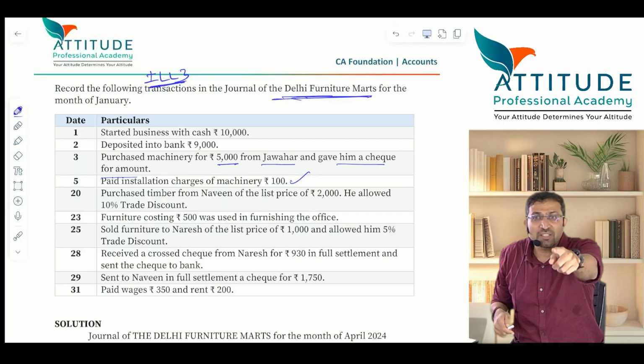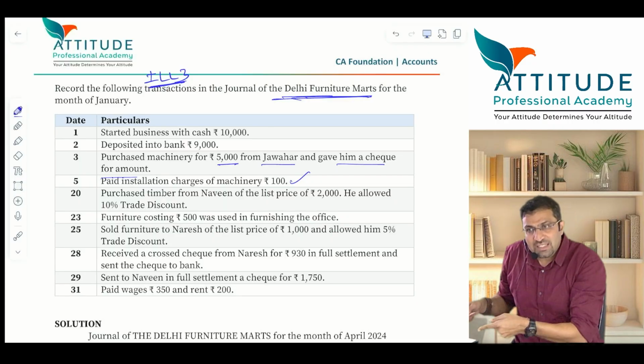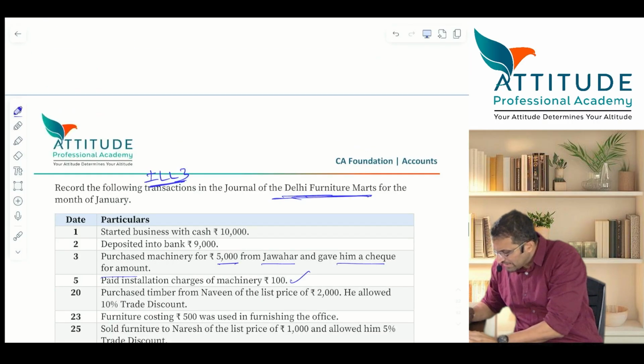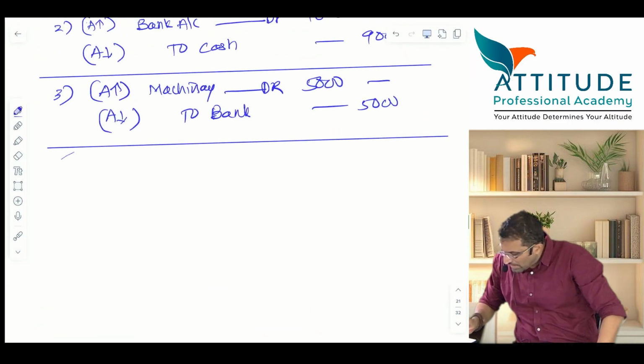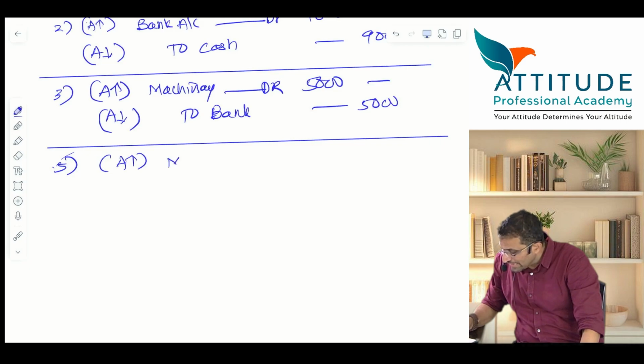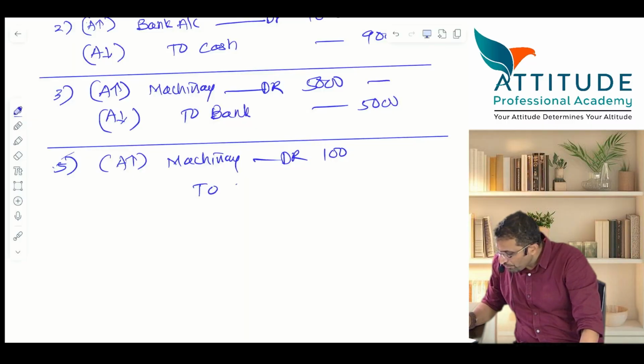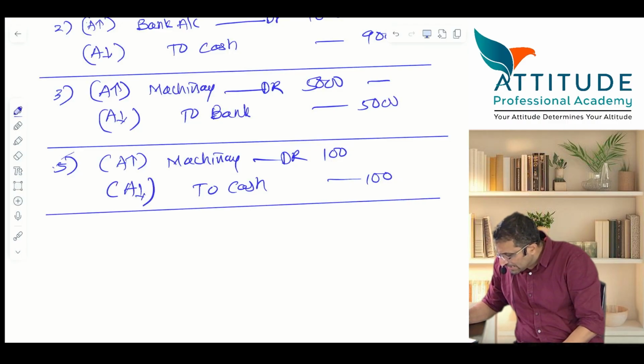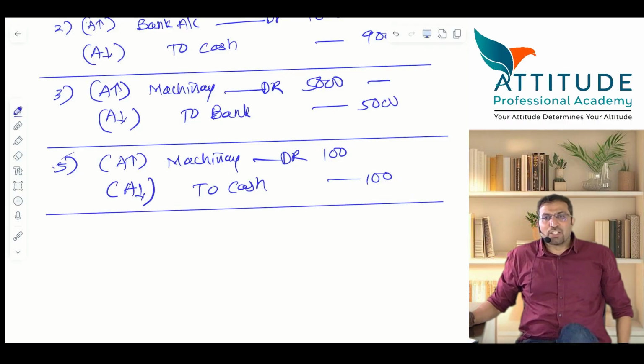Capital expenditure will create an asset. Machinery account debit to cash. It is paid in cash. We assume it is paid in cash. Fifth date. Explain. One asset increases. What is that? Machinery account debit. Great. How much? 100. To cash. Asset reduces. One asset increases. Another asset reduces. Is that clear?